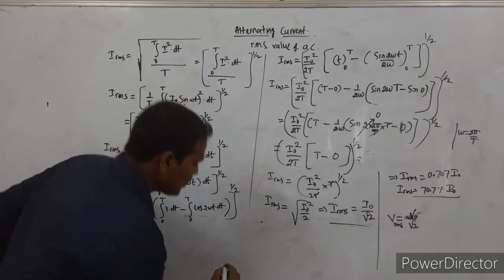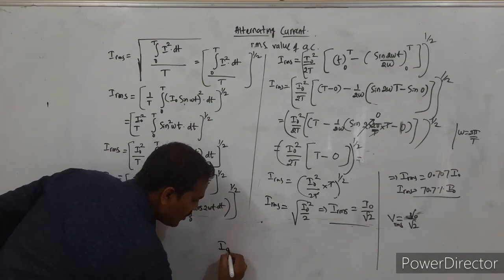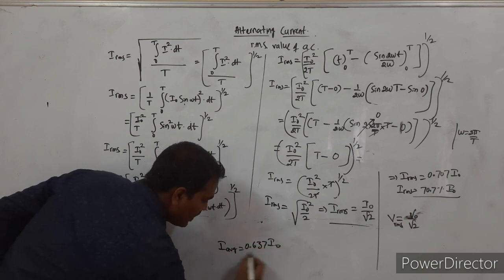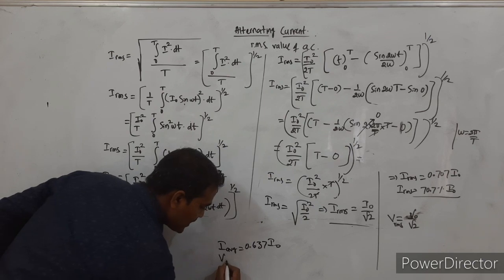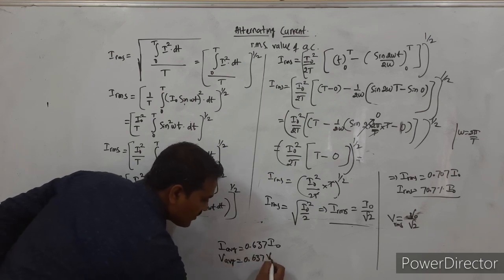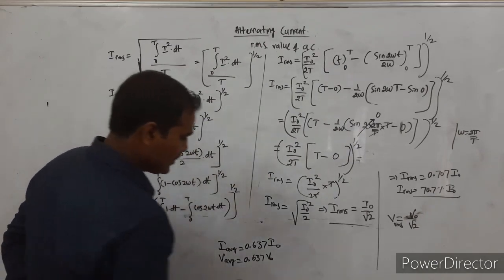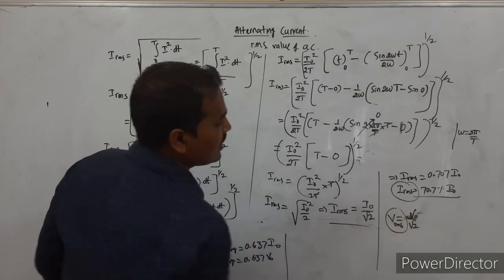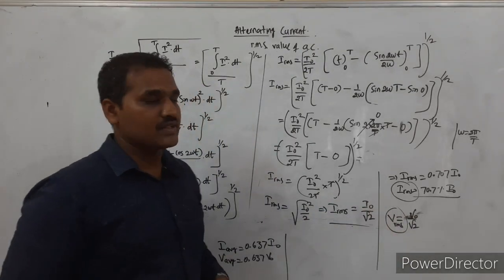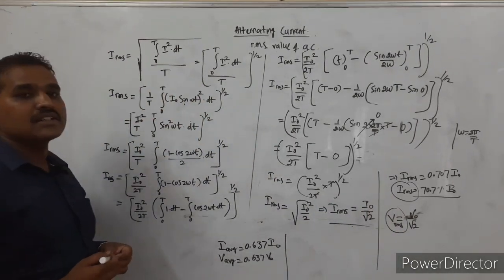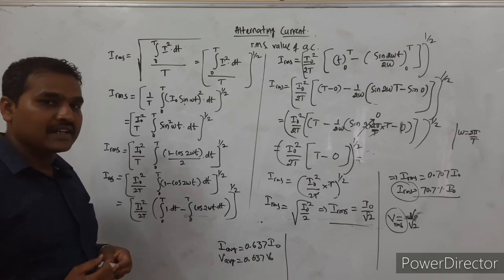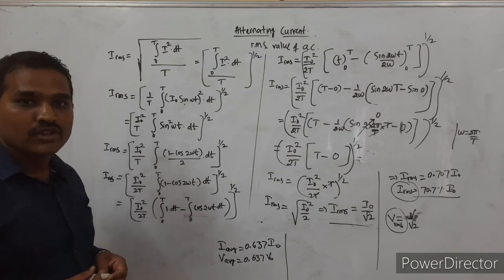Yes, average value of current, what we got here? I average is equal to 0.637 I naught, or we can also write it for the voltage, that is V average is equal to 0.637 times V naught. Similarly, these are the RMS values of alternating current and voltage. These are the expressions for the average and RMS values of alternating current and alternating voltages.